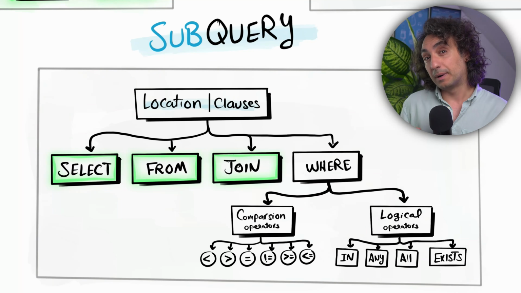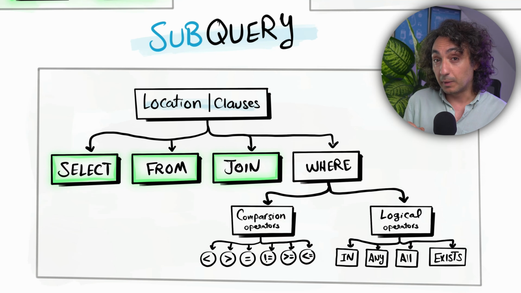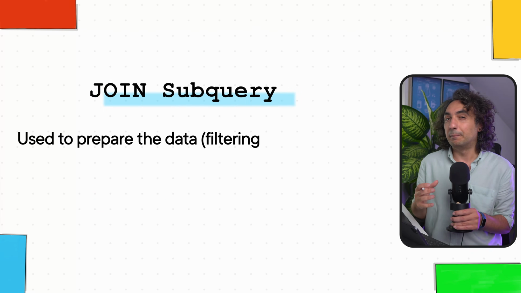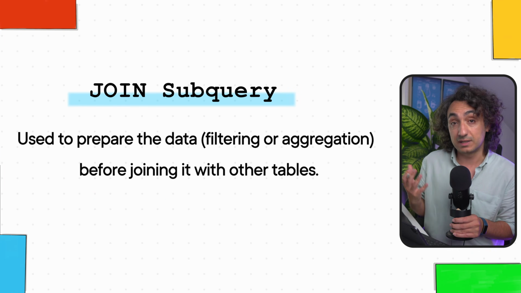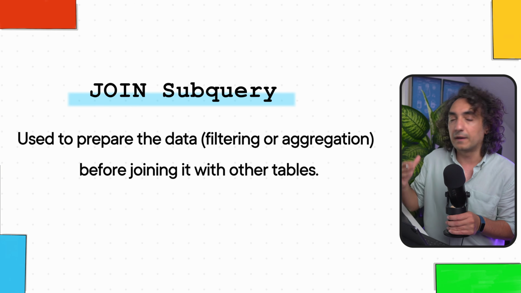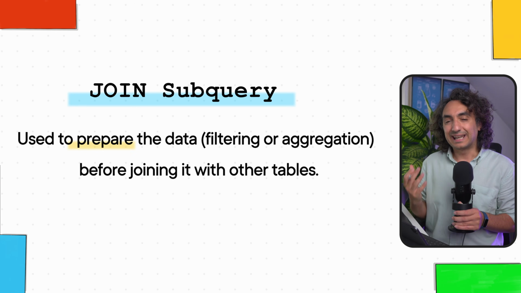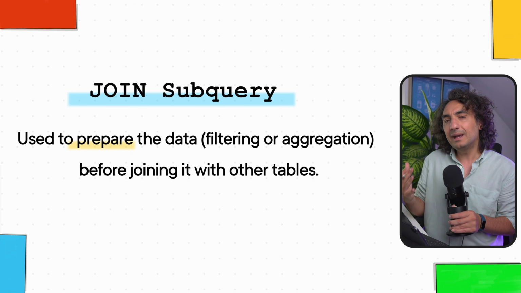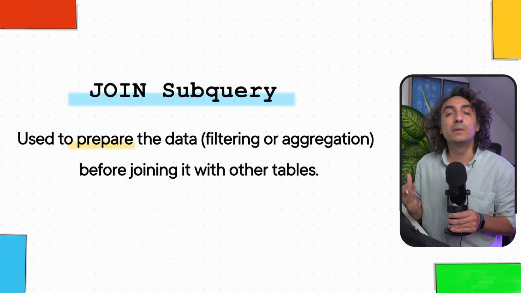Alright, next we're going to talk about how to use the subquery in the join clause. As we are joining tables in SQL, sometimes we have to prepare the data before doing the join, to dynamically create a result set for joining with another table. So here, we cannot join tables directly; we have to do a preparation step before doing the joins.